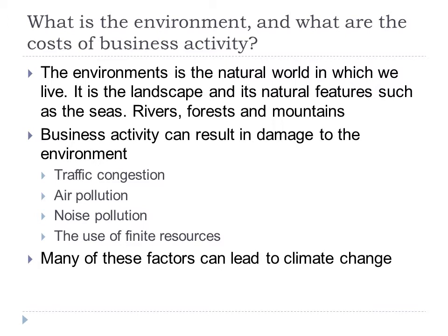Well, any business activity can result in damaging the environment. So even if businesses are saying that they are looking after the environment, they still engage in some sort of harm to it. Even just by delivering the goods, they can cause traffic congestion. They can emit harmful gases to the environment through air pollution. They can maybe create noise pollution. They're using up finite resources. So finite means resources that are going to run out, something like oil or petrol or what have you.